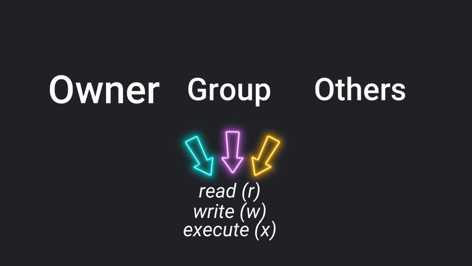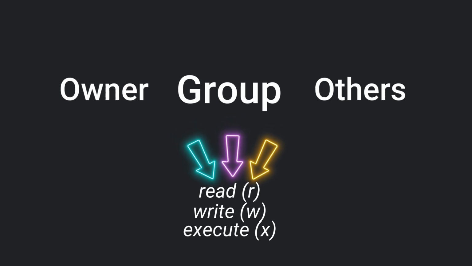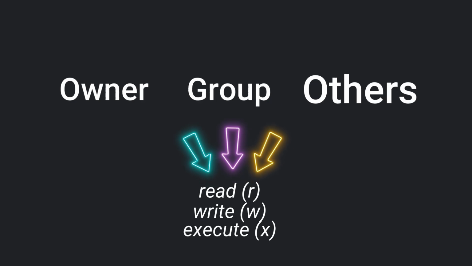Owner is the user who created the file. They usually have full control by default. Group is like a team. Any users in the same group might also get certain access to the file. Others means everyone else on the system who's not the owner or in the group.